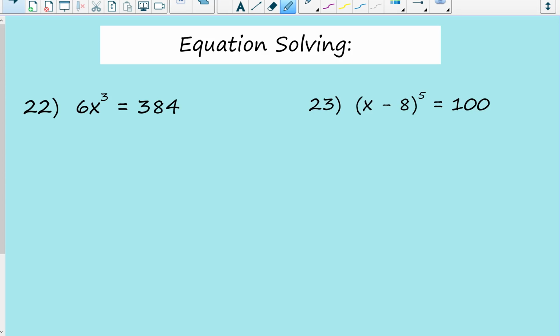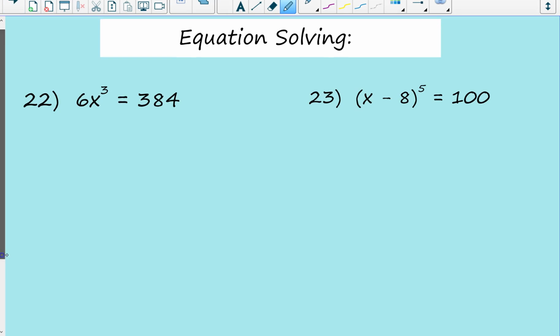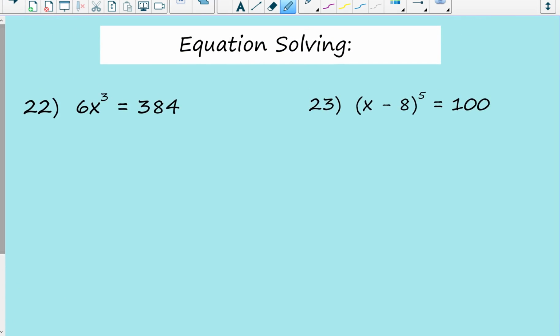Okay, this is going to be the end. What we need to do is just put some of this into practice with solving equations. So we have 6x cubed equals 384. Let's divide both sides by 6. And that's going to be, what is it, 64, I think?